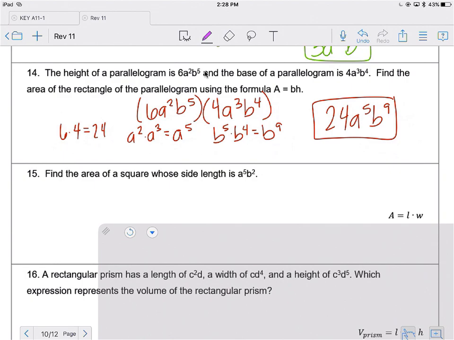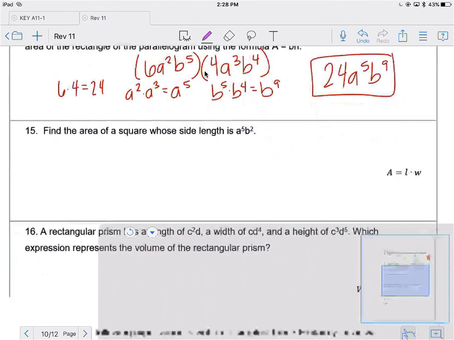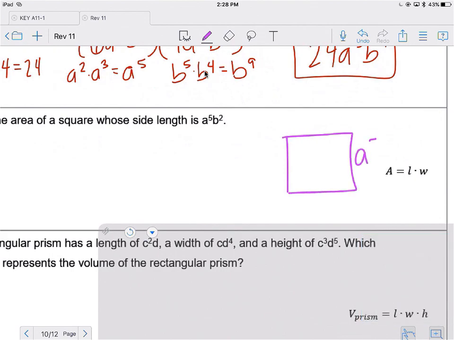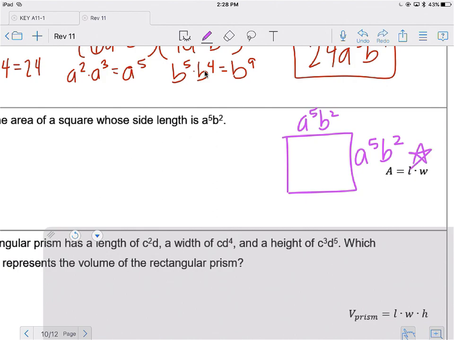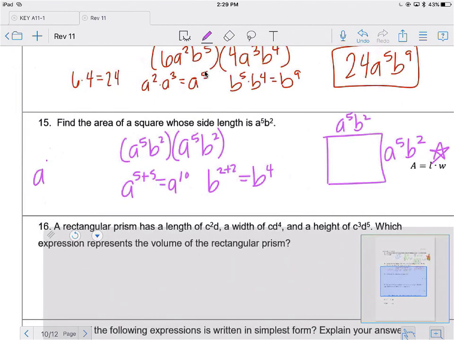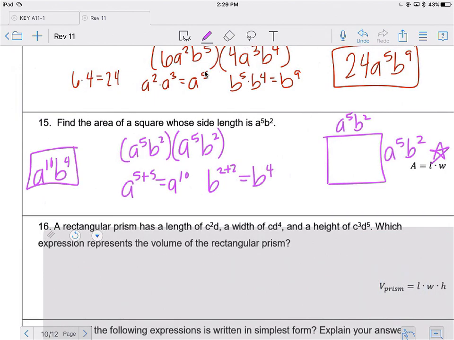Problem 15 is asking us to find the area of a square which has a side of a^5 b^2. Remember that with this square, both of your sides are exactly the same, and we're reminded right here that area is length times width. So we can simply do a^5 b^2 times a^5 b^2, or square it. So a to the 5 plus 5 is 10. B to the 2 plus 2 is 4. So I have a^10 b^4.